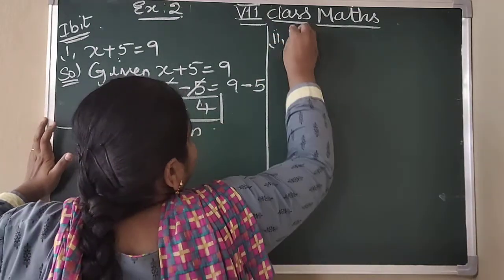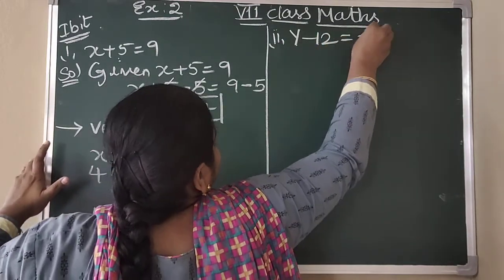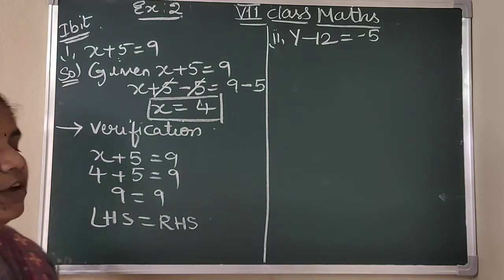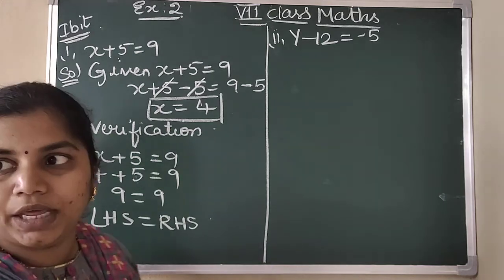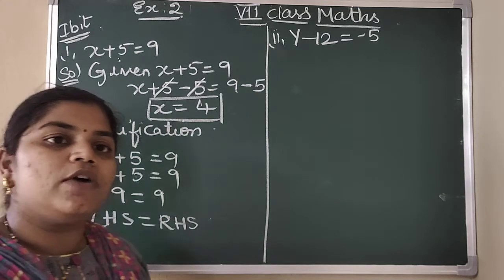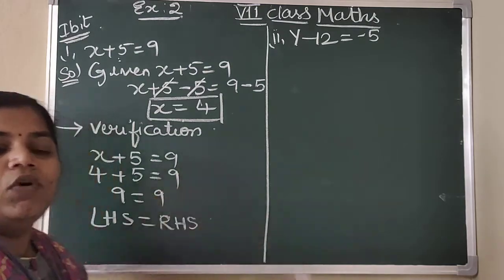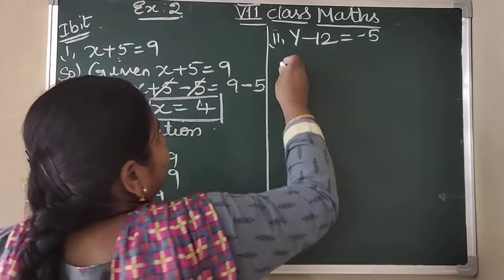Second one is y minus 12 is equal to minus 5. Again, the y value we have to find. So y is linked with minus 12, and that minus 12 we have to eliminate. What is the transpose of minus? That will be plus. So we have to add plus 12 on both the sides, that is on the LHS part as well as the RHS part.